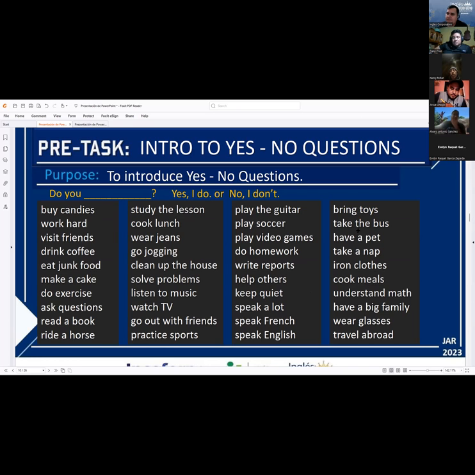Bring toys. Take the bus. Have a pet. Take a nap. Iron clothes. Cook meals. Understand math. Have a big family. Wear glasses. Travel abroad. Okay. We will practice.